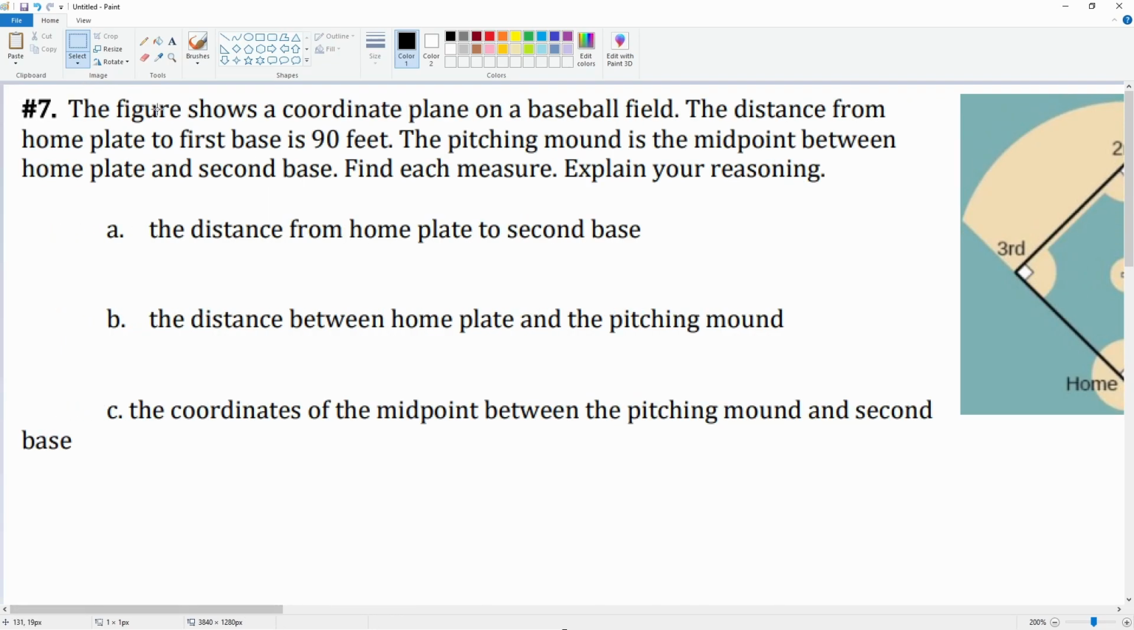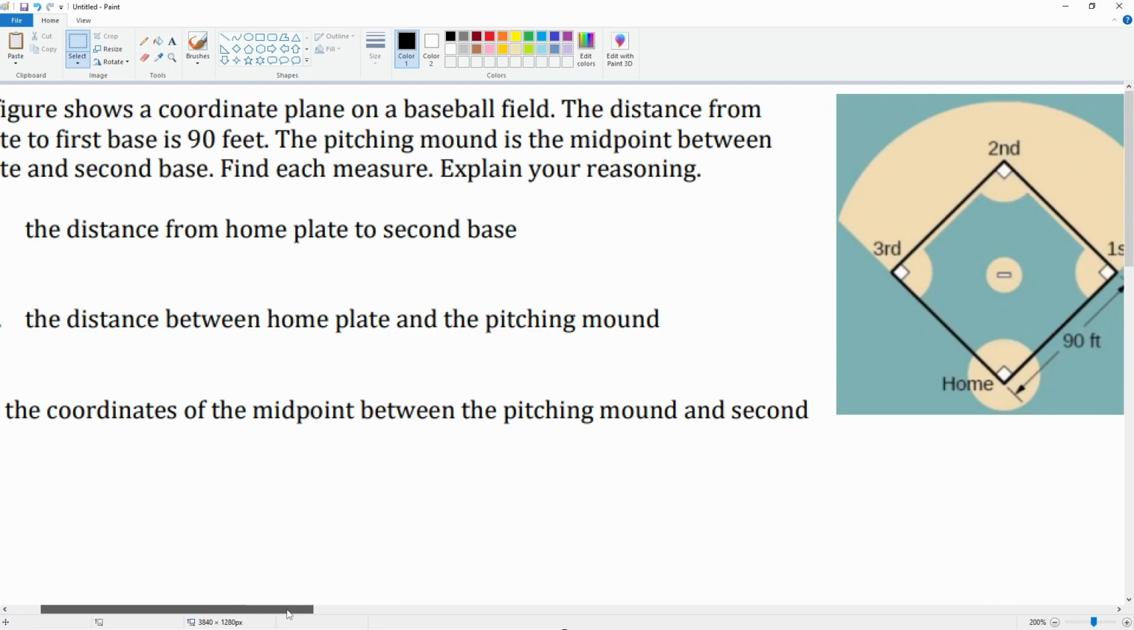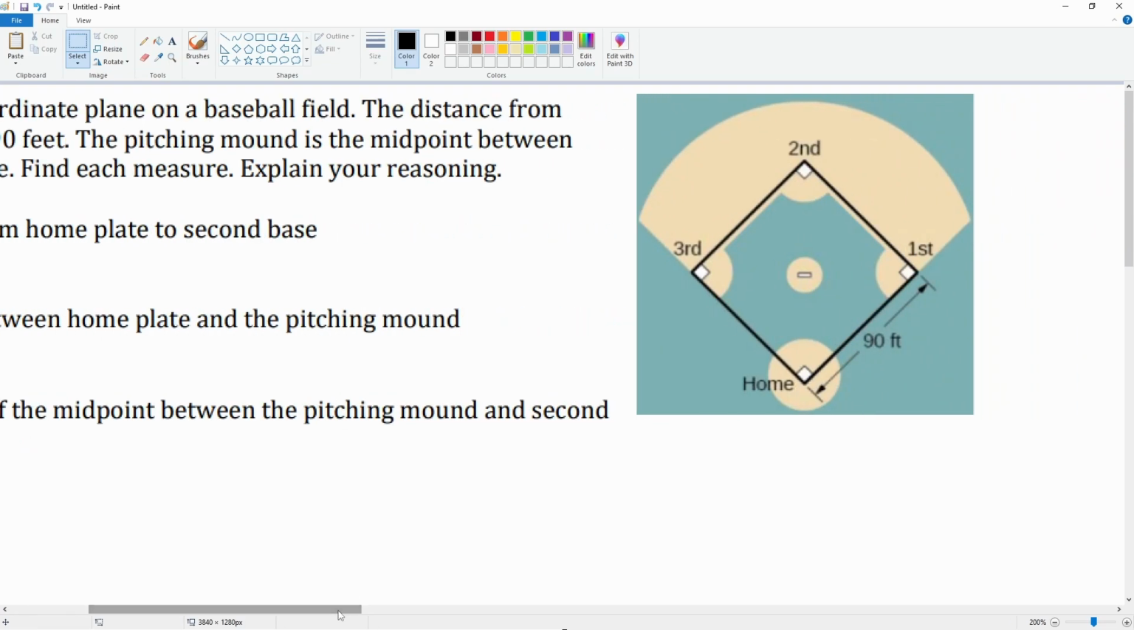The distance from home plate to second base is how far? So let's see. Home plate is right here, and second base is there, and this would be its distance. We can see this as a right triangle because look at the corner that forms a 90 degree angle, and we know that from each base it is 90 feet, so we can write 90 feet here as well.